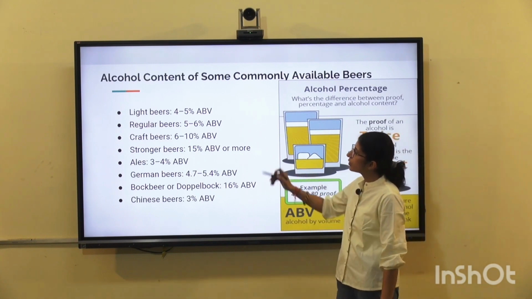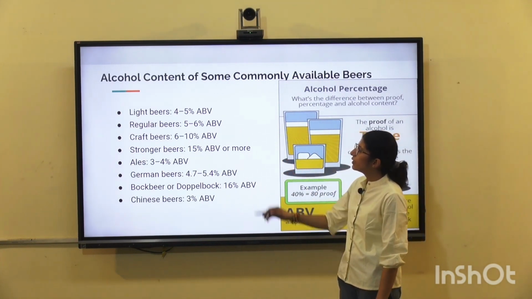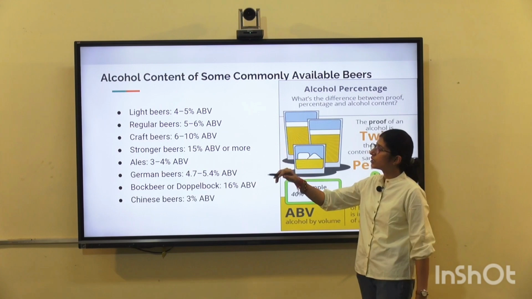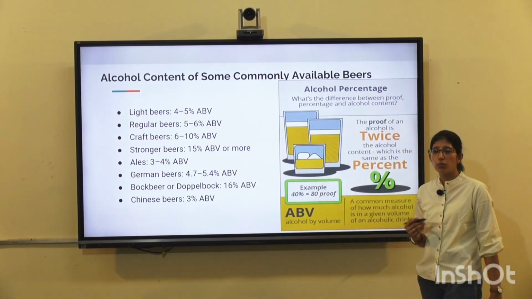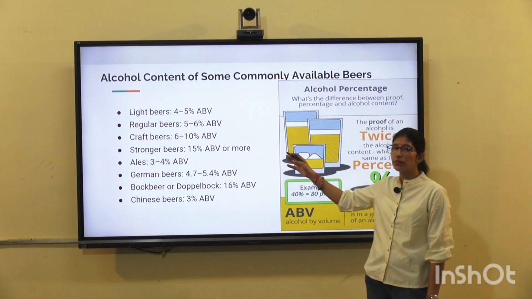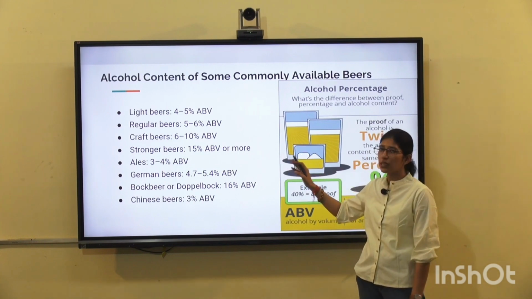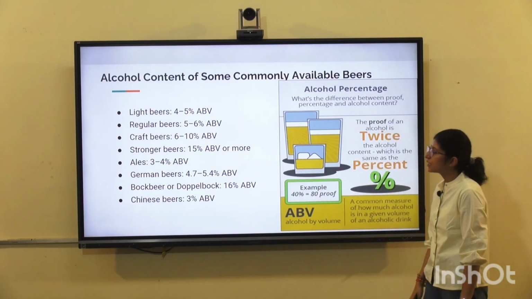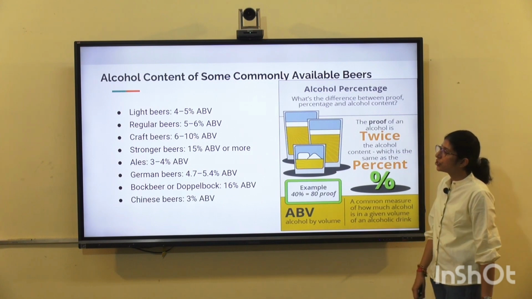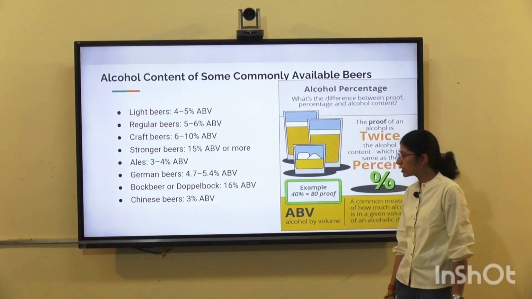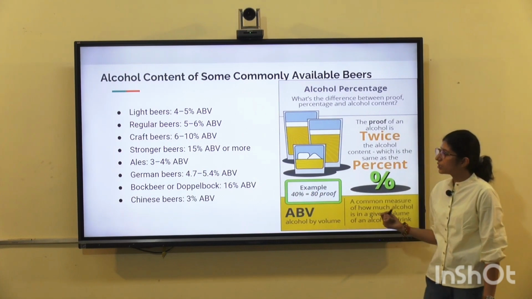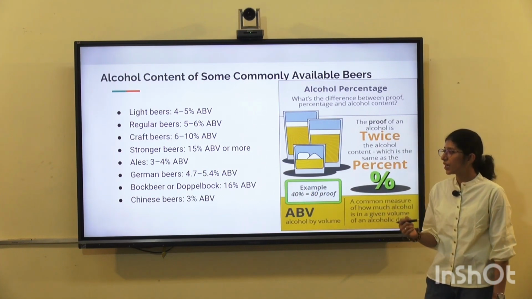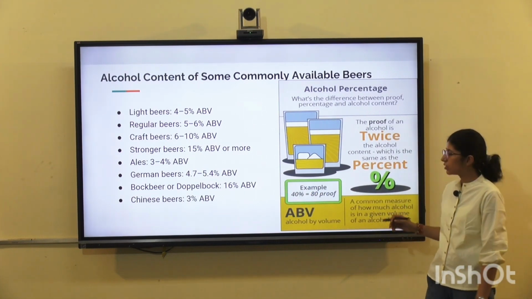Light beers have 4 to 5% ABV. Regular beers have 5 to 6%. Craft beers 6 to 10%. Strong beers 15% or more, but they are manufactured in very restricted countries for rare consumption. Along with that, ales have 4% ABV, German beers 4.75 to 5.4% ABV. Bock beers and double beers have 16% ABV, and Chinese beer has 3% ABV.